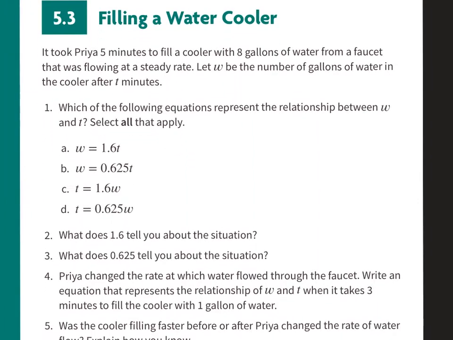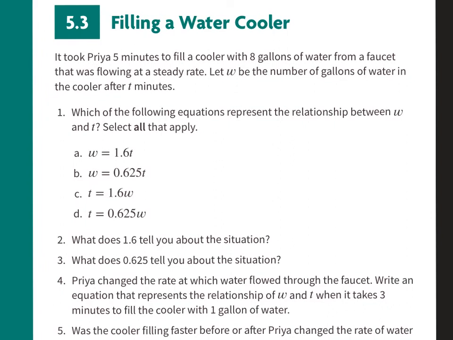Priya took 5 minutes to fill a cooler with 8 gallons of water from a faucet that was flowing at a steady rate. Let W be the number of gallons of water in the cooler after T minutes. Which of the following equations represents a relationship between W and T? Select all that apply. So, we could write a table. We could put W first and T second. So W for water, T for time. So 8 gallons and 5. Okay.